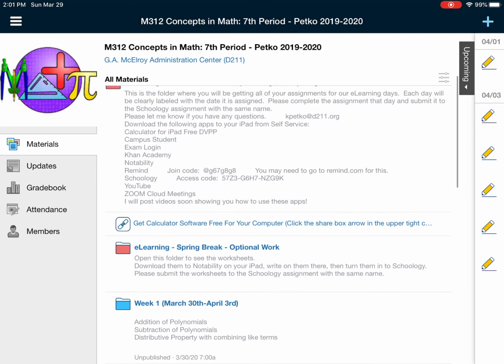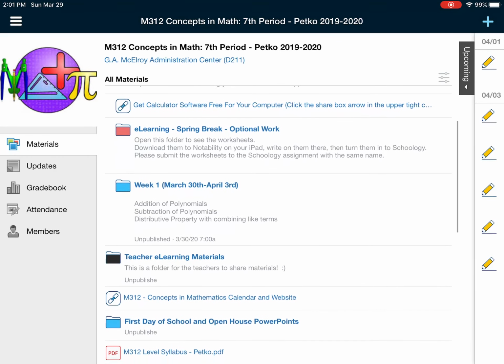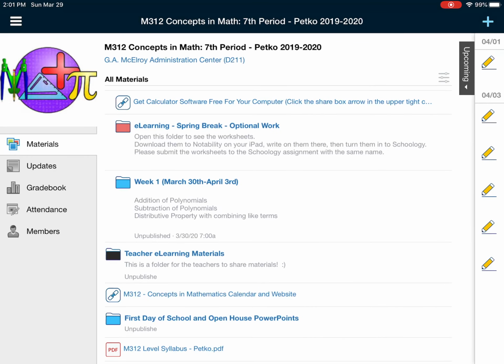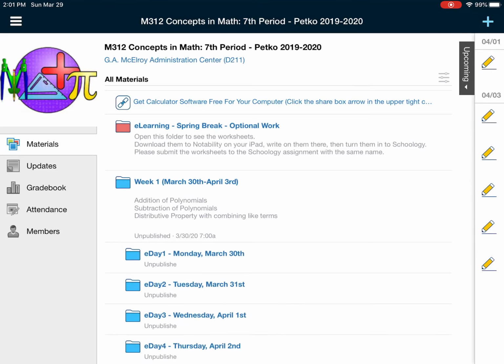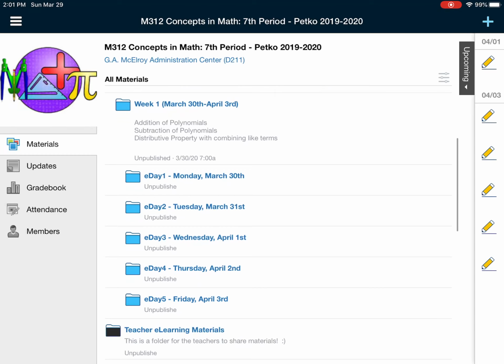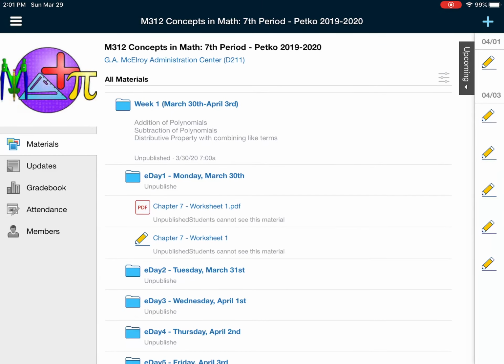And then that folder is going to open. And then I want you to scroll down. We are in week 1, which is March 30th to April 3rd. Click that. And then we are on e-learning day 1, Monday, March 30th. So click that folder. And this is where you're going to see your paper. You want to touch the one that says PDF, Chapter 7, Worksheet 1. That's the one we're going to open and put in Notability.